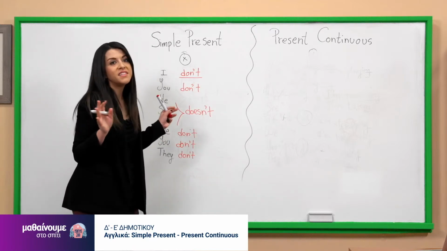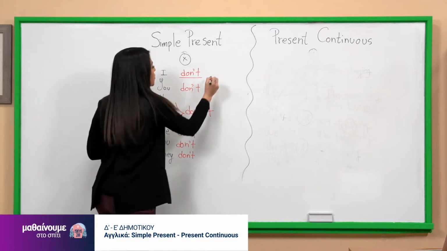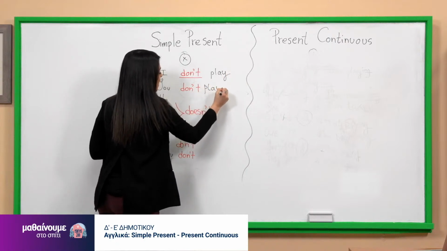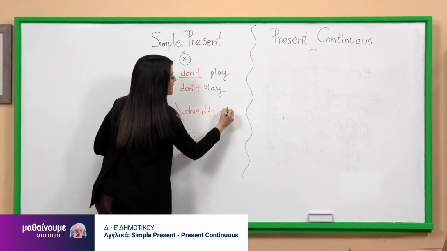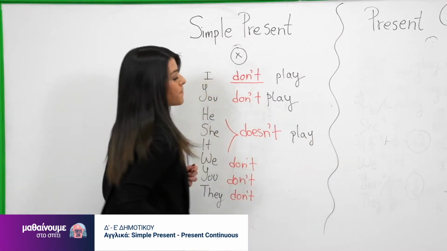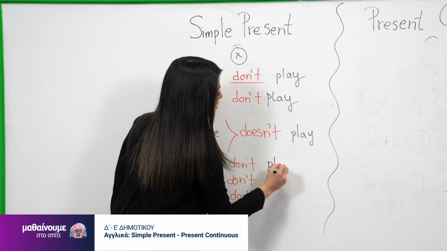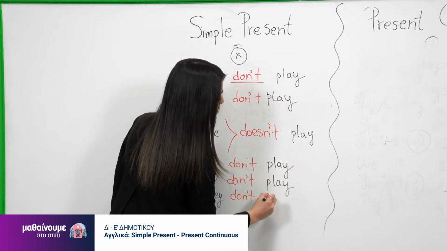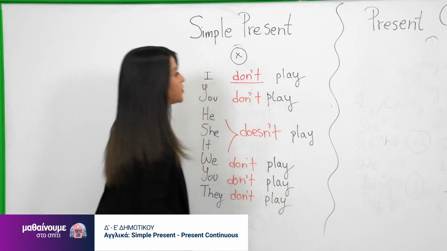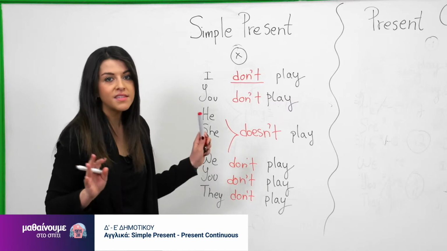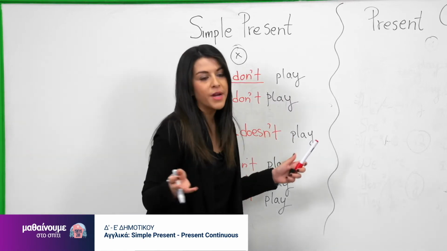And then the verb stays the same. You don't do anything. I don't play. You don't play. Careful, we don't say he doesn't plays, right? Play. Same. We don't play. You don't play. And they don't play. So we only conjugate this. This stays the same. This is how we form the negative in simple present.